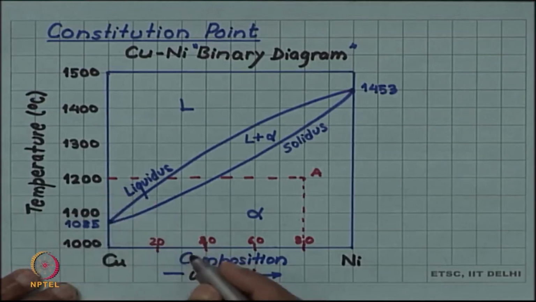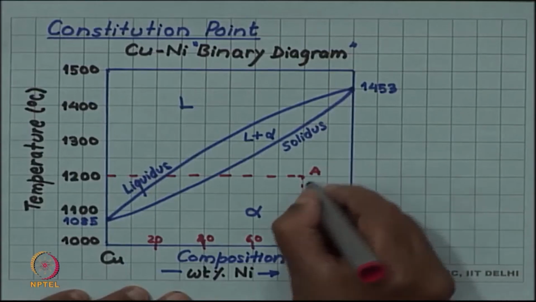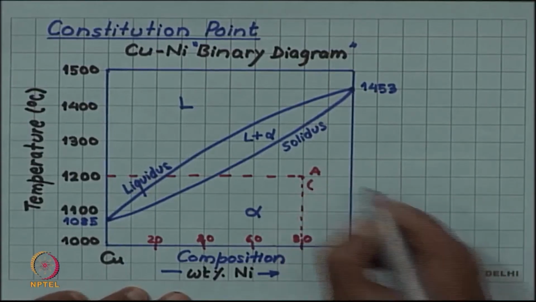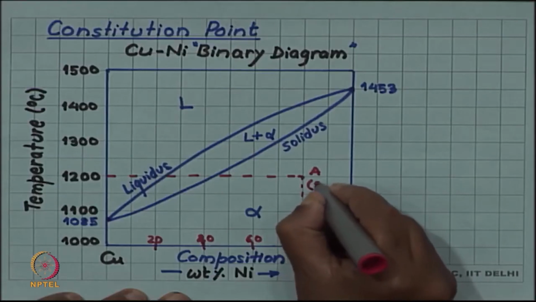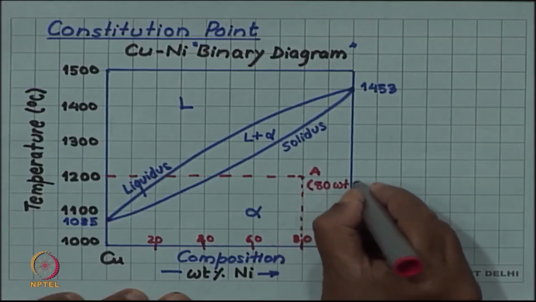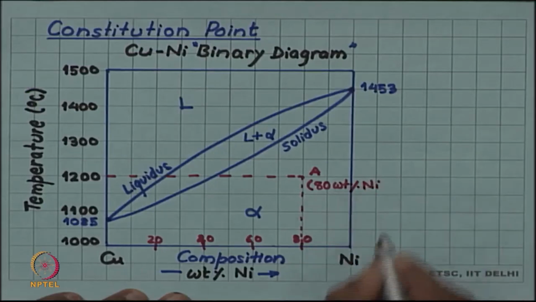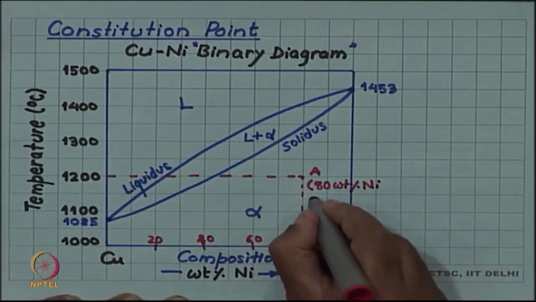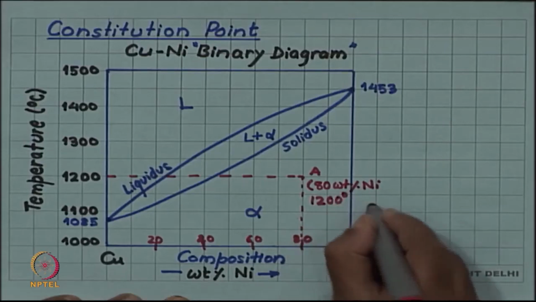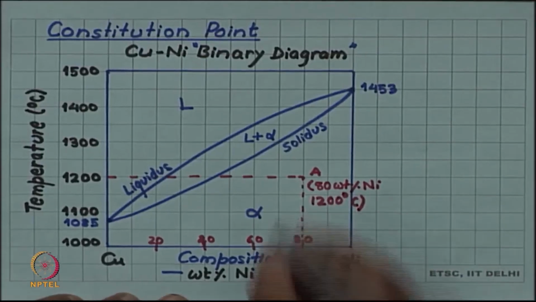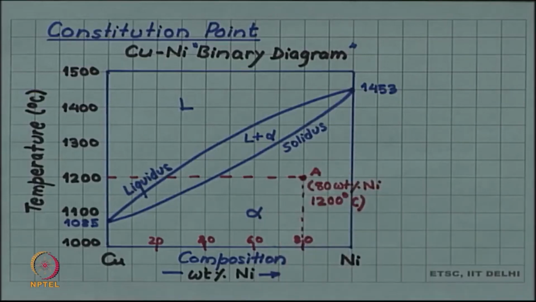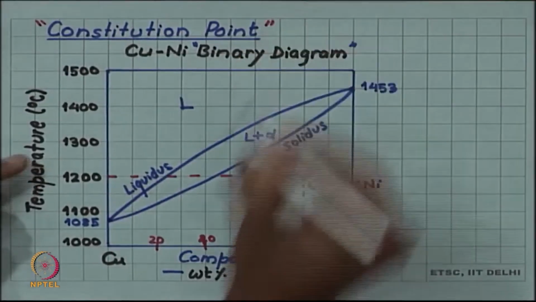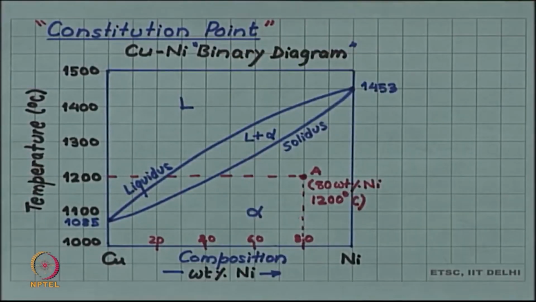And in this case again the temperature is 1200 degrees Celsius. So, this particular point represents an alloy of 80 weight percent nickel held in equilibrium at 1200 degrees Celsius. So, such points, which are the points of our interest, we will call constitution points. So, any point in the phase diagram can be a constitution point.